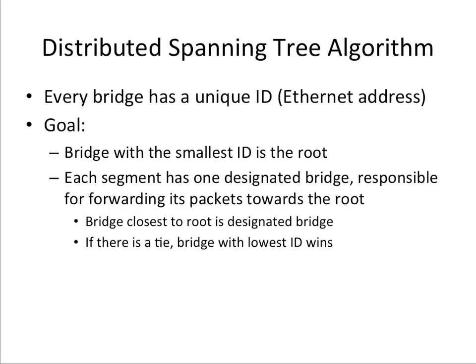Okay, so the slide says if there is a tie, the bridge with the lowest ID wins. If there are two bridges and they're equal distance from the root, then which one do you pick? The bridge with the lowest ID. Okay, here's a trick question. So why the lowest ID? That's the number scheme we chose. The smallest ID is the root. So yeah, one of them's going to be smaller. We have to pick one, right? All right.